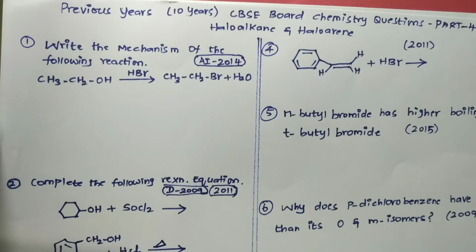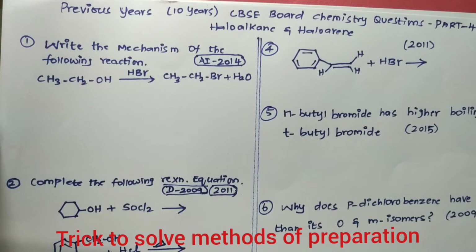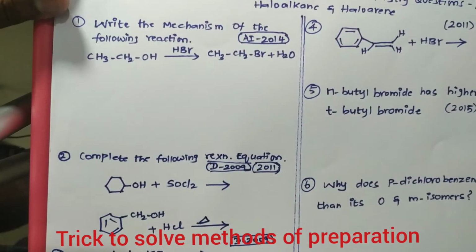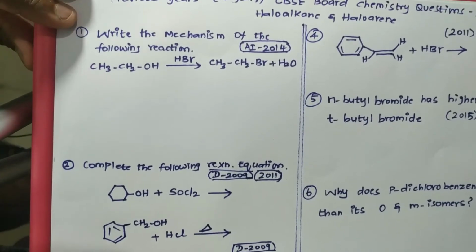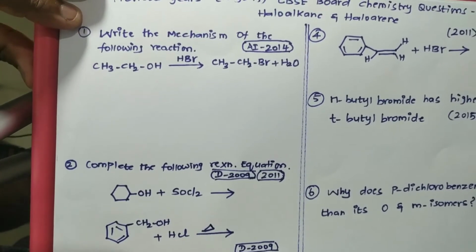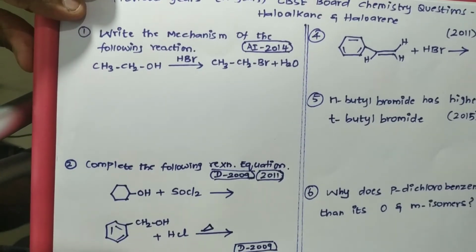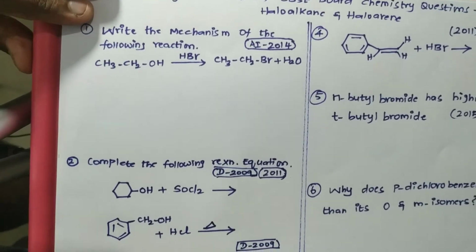Today we are going to discuss the previous years, that is, the last 10 years of CBSE board questions, in Part 4, Haloalkanes and Haloarenes chapter. So here the first question is: write the mechanism of the following, which was asked in the year 2014.